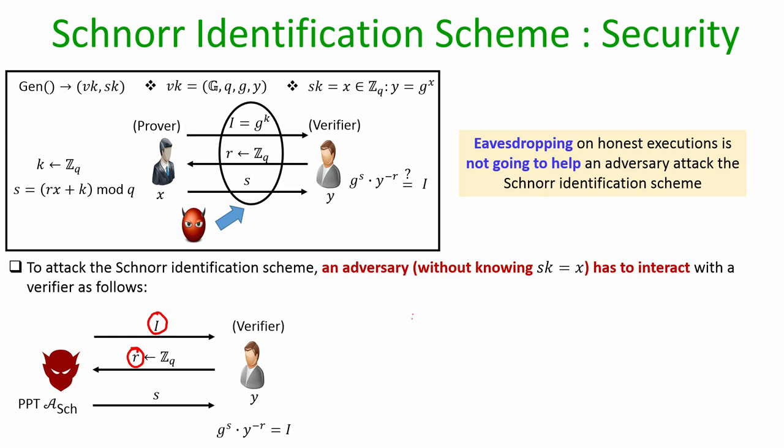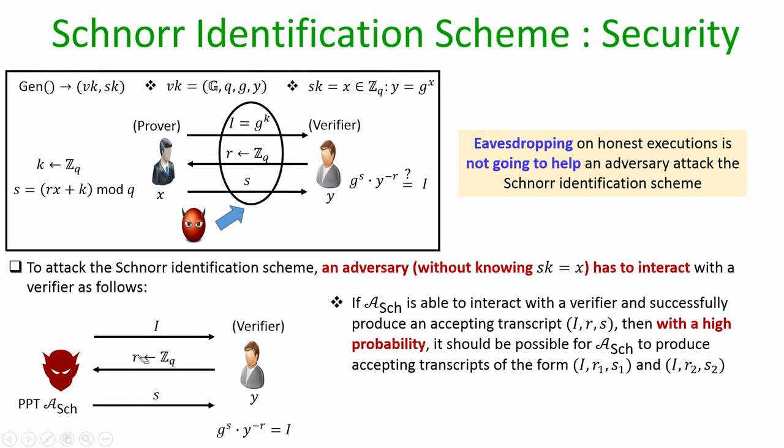And if we want that the adversary should be able to break the security of the Schnorr identification scheme with high probability, then this adversary should be able to come up with its response s irrespective of what value of r is used as the challenge by the verifier. What I am trying to say here is that once the adversary has committed some value and submitted its commitment I, and if indeed the adversary is able to break the security of this identification scheme with very high probability, then it does not matter what exactly is the challenge. It could be r1, it could be r2, it could be anything. For any value of challenge, it should be possible for the adversary to come up with the corresponding response s such that g to the power s multiplied by y to the power minus r should be equal to the commitment of the adversary.